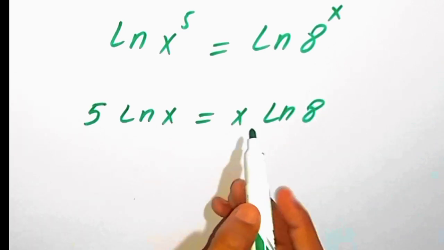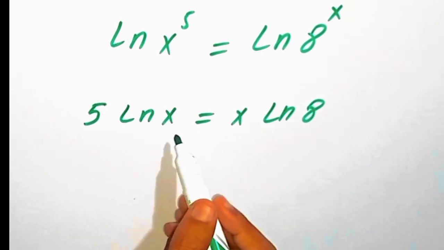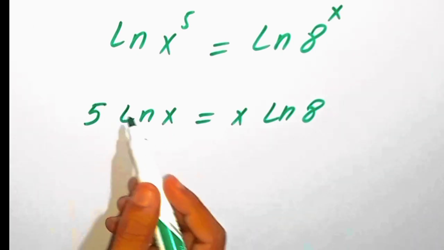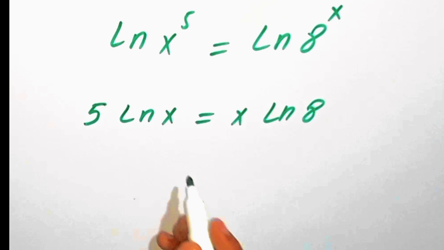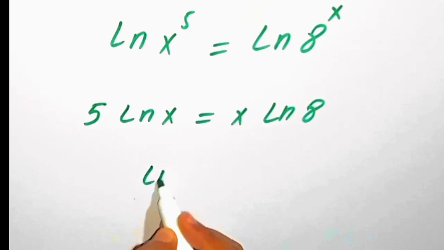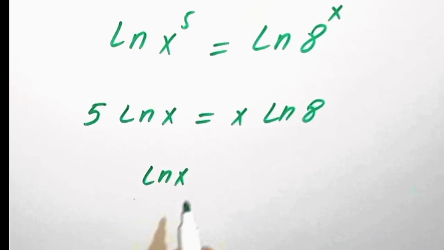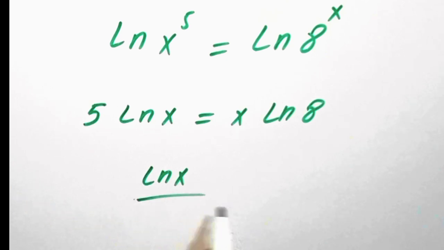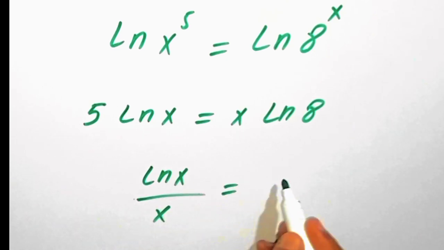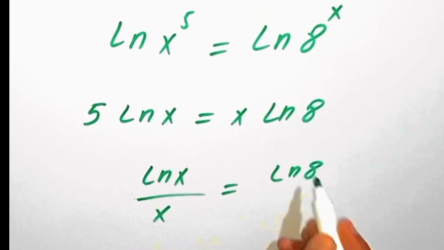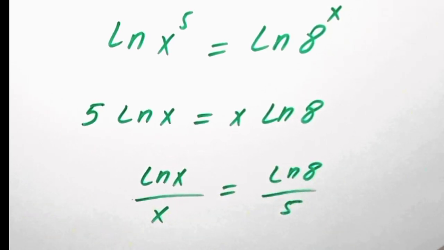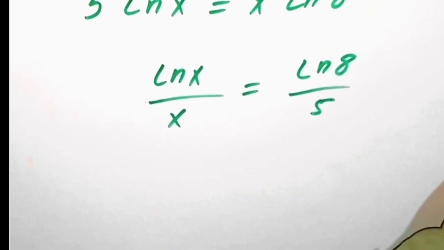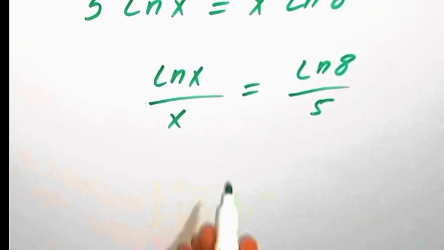In the next step, this x, when it comes to the left side, goes to the divide side, and this 5, when it comes to the right side, goes to the divide side. So our next step is that ln x divided by x is equal to ln 8 divided by 5.